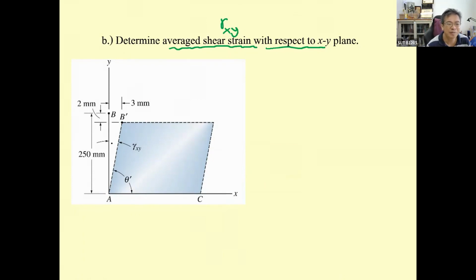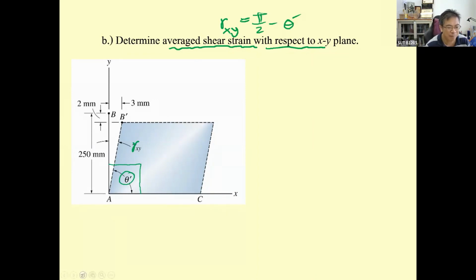So that means we are looking for the angle here. This is going to be pi over 2 minus theta prime. What is going to be theta prime?